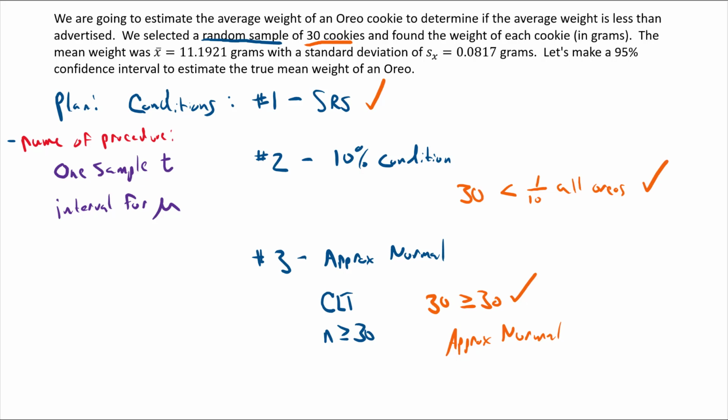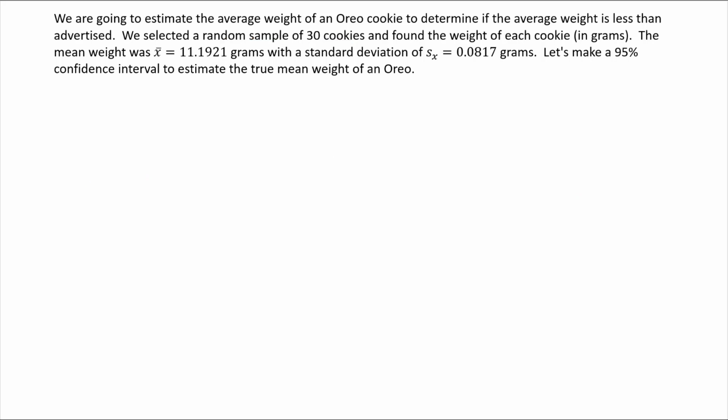Once you've got that, then you're good to move on with the do part, because now you've been able to clarify that you can use the formulas that I'm about to show you, and that you have an approximately normal distribution to be able to do this. So now, the do is where a couple things kind of change for us.